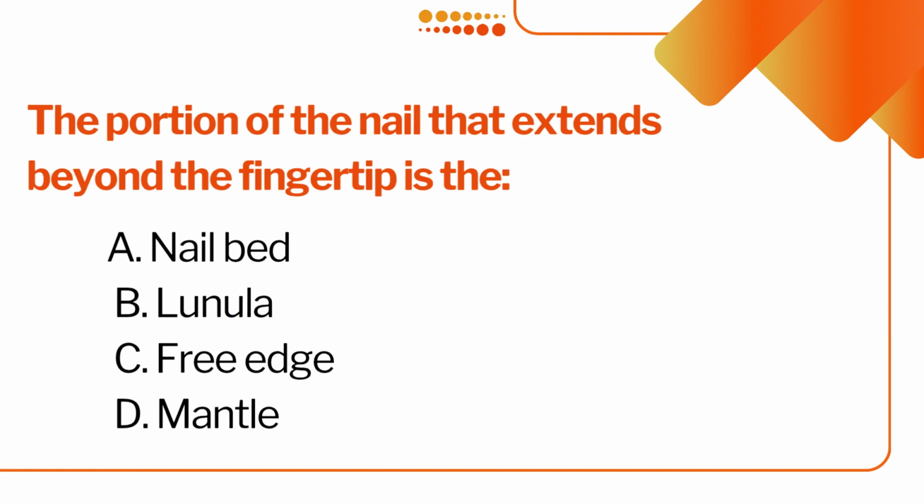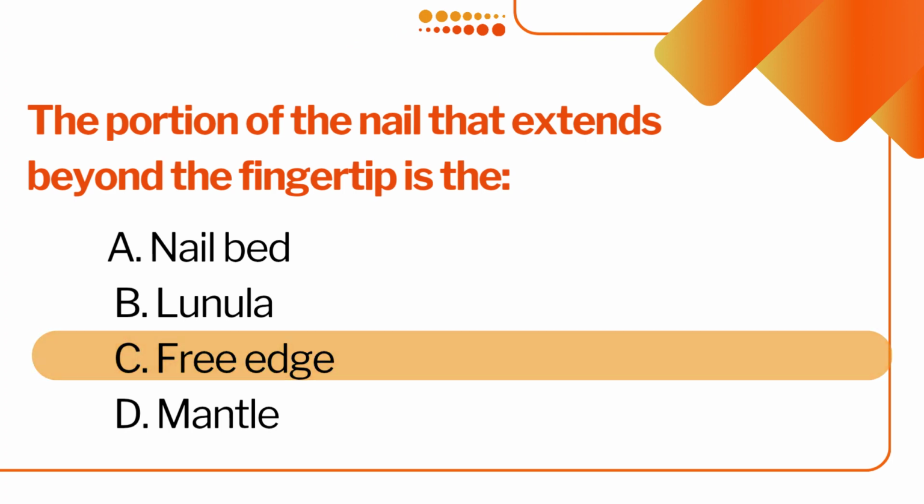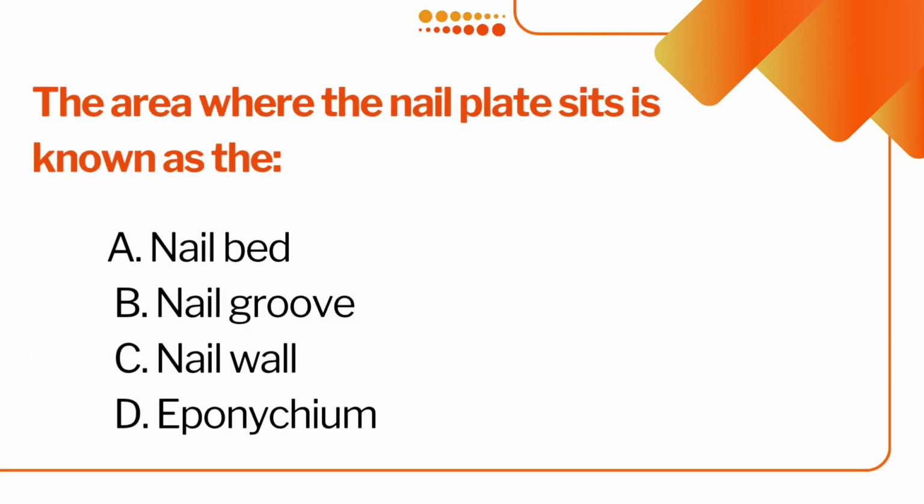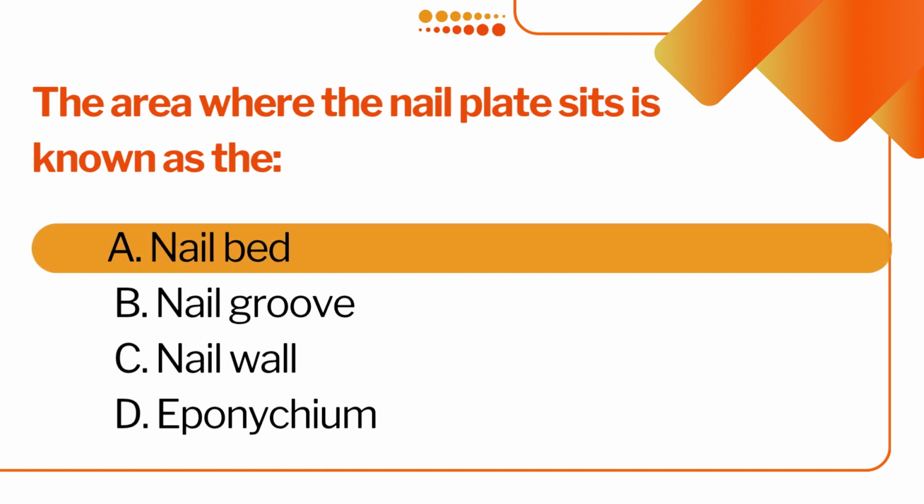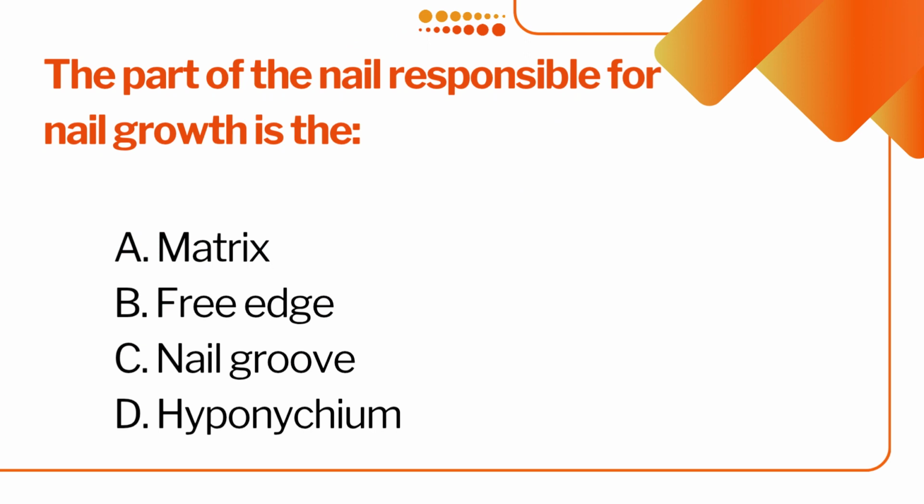The portion of the nail that extends beyond the fingertip is the A. nail bed. B. Lunula. C. Free edge. D. mantle. The area where the nail plate sits is known as the A. nail bed. B. Nail groove. C. Nail wall. D. eponychium. The part of the nail responsible for nail growth is the A. matrix. B. Free edge. C. Nail groove. D. hyponychium.